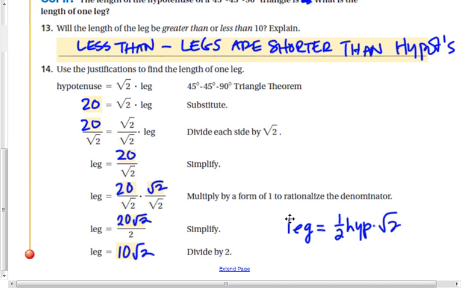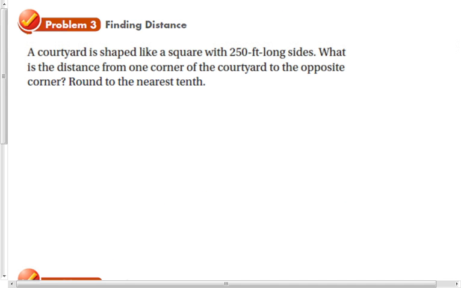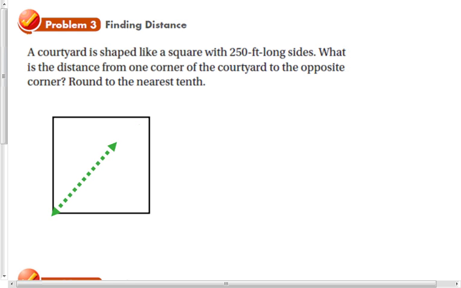All right. Finding a distance: a courtyard is shaped like a square with 250-foot long sides. What is the distance from one corner of the courtyard to the opposite corner? I think we're talking about the diagonal there. So what's that green line? And since it's a square, we know this is 250 and this is 250. So we're going to use our 45-45-90 triangle theorem.